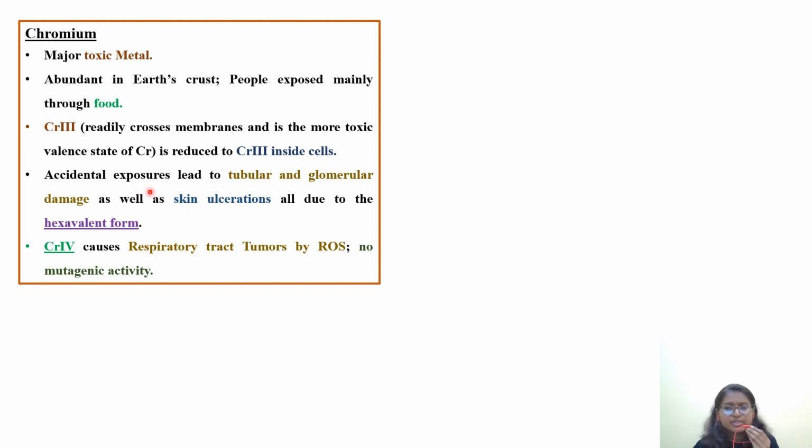We have to remember, our question was which of the following metals will cause kidney toxicity. So chromium is causing tubular and glomerular damage. Mercury was causing PCT damage, and now chromium is causing tubular as well as glomerular damage inside the nephron. The glomerulus is getting damaged, and it is causing skin ulceration, all due to the hexavalent form, chromium 6. Chromium 6 causes respiratory tract tumors by generation of reactive oxygen species, and there is no mutagenic activity with respect to chromium. But in the case of mercury, you have seen that it is causing genotoxicity. Remember this point.